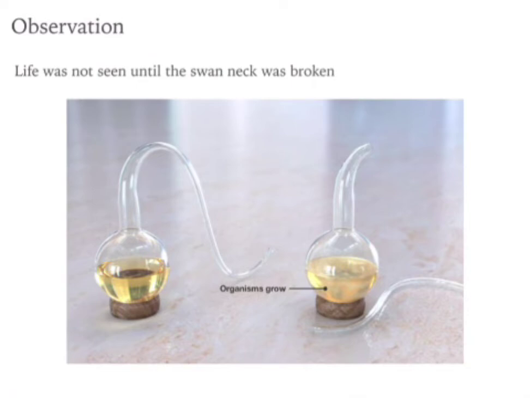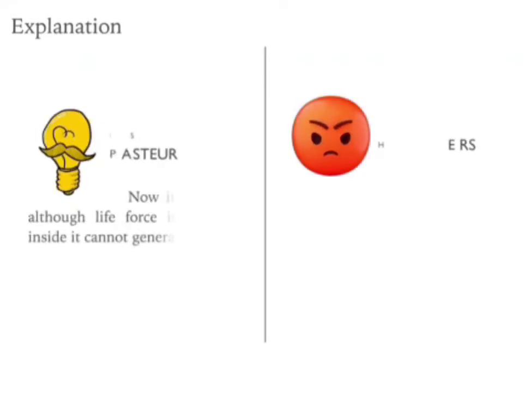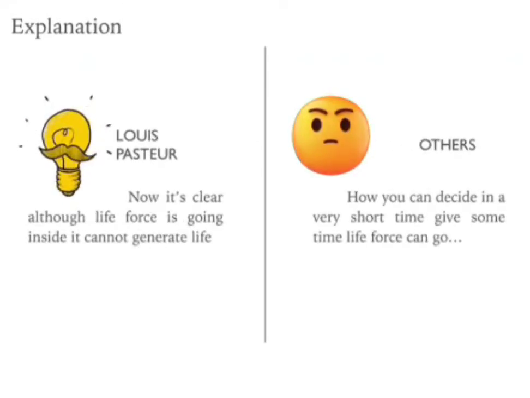That means the swan neck itself is acting like a filter, trapping all the dust particles and microbes there itself, and not allowing any microorganisms to reach the broth. Here the air is going into the broth, and whatever the vital force is also going into the broth. But the broth is not showing any growth of microorganisms, as you can see in the picture. Again, Louis Pasteur explained the same way: although I am allowing the life force to enter, life is not generating.